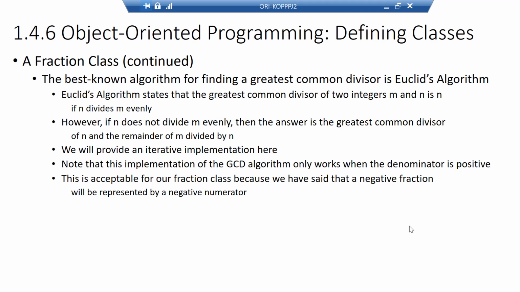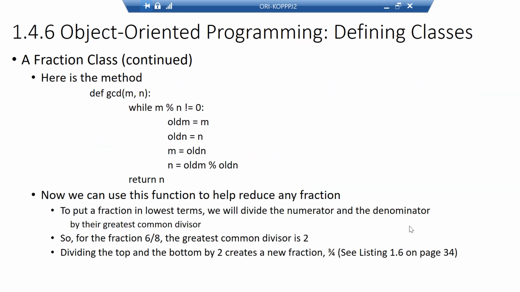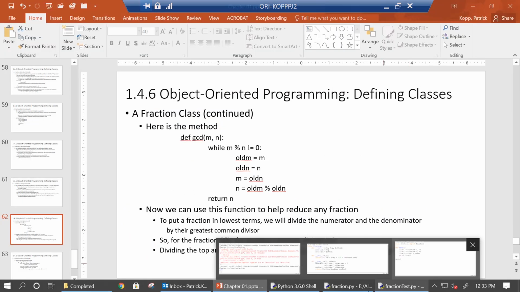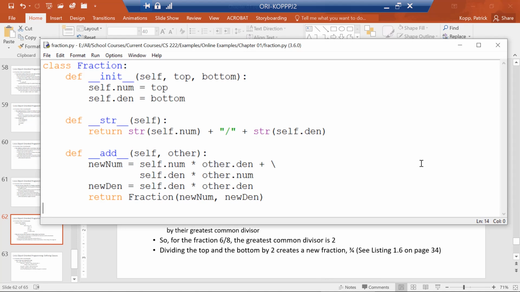This is acceptable for our fraction class because we have said that a negative fraction will be represented by a negative numerator. We're not using negatives anyway, so it doesn't make any difference. Okay, so here's the method. I'm going to go ahead and get out of this, and we'll do it together in our fraction class here.